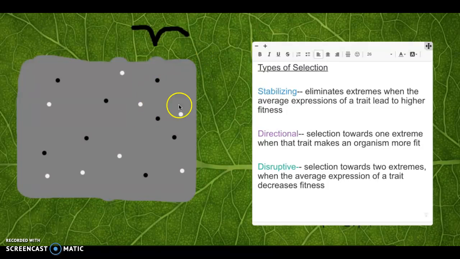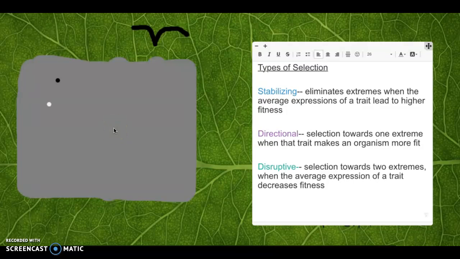Which insects do you think this bird is going to be able to see in this gray environment? If you answered black or white, you would be correct. So we're going to say that this bird came down and ate those white and those black insects. Maybe it didn't eat all of them. Let's say there's one or two left. But most of the insects that were left are gray.